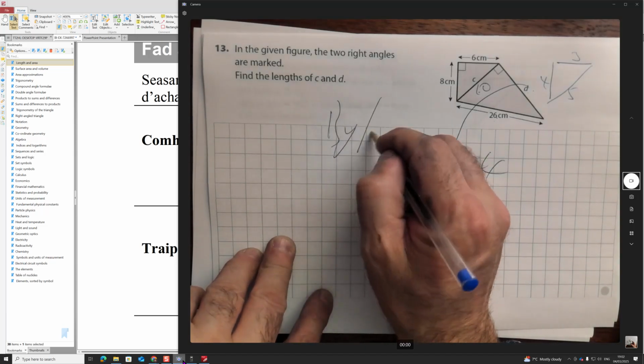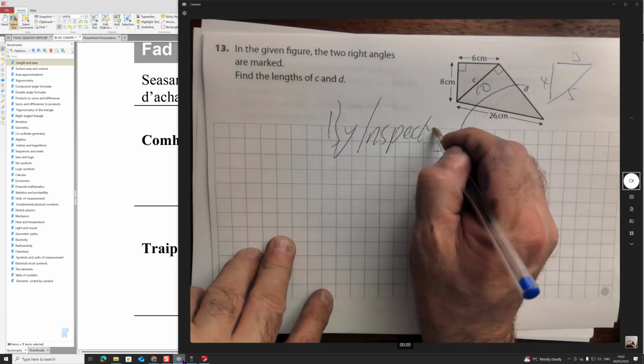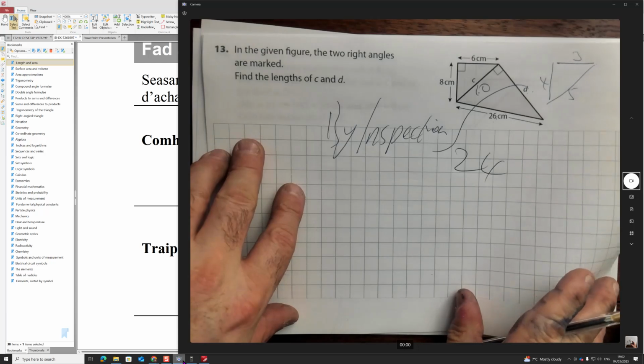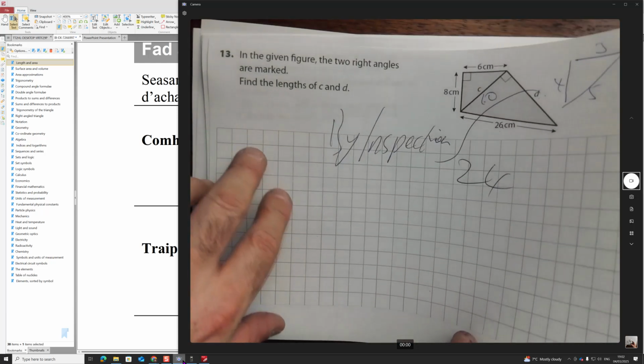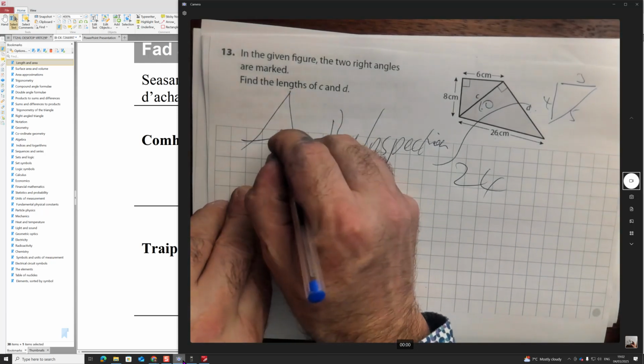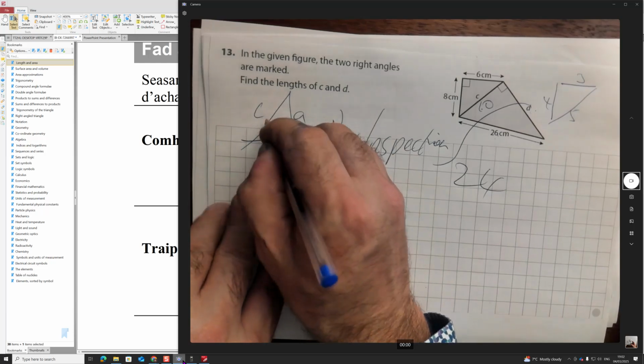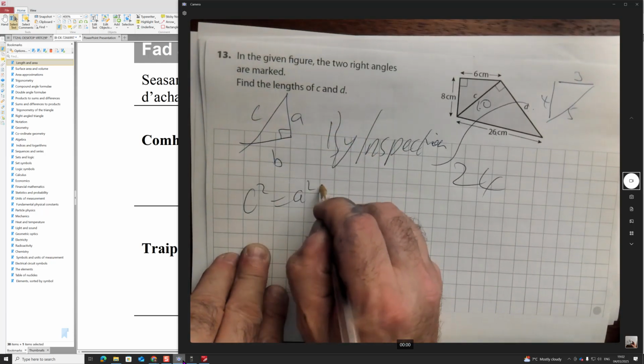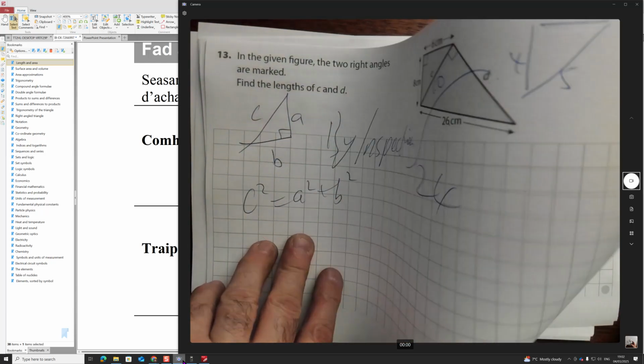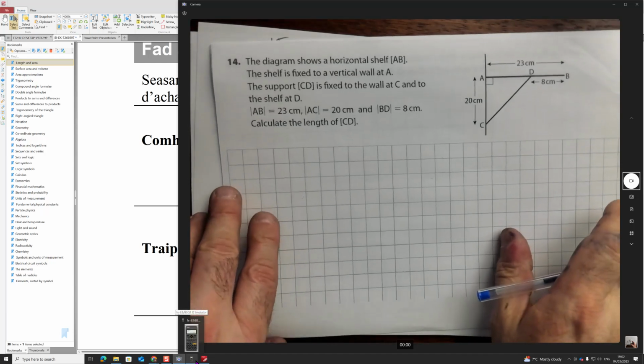Okay, and you can just do the whole lot and say by inspection. Of course, if you get it wrong, you lose your work of merit, so you want to be very sure of yourself, but you can always come in and go on a question like this and just go a, b, c, c squared equals a squared plus b squared, and you got your work of merit anyway, no matter what.